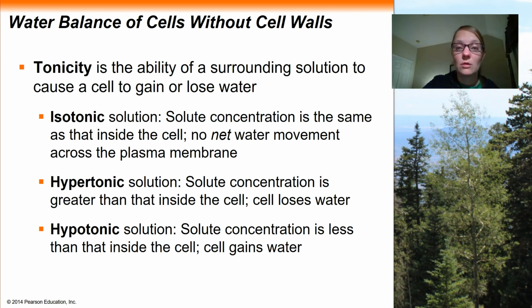All right, so this idea of tonicity can actually sometimes cause problems for a cell. And the kinds of problems it can cause might be a little bit different depending on whether we're actually talking about either a plant cell or an animal cell.